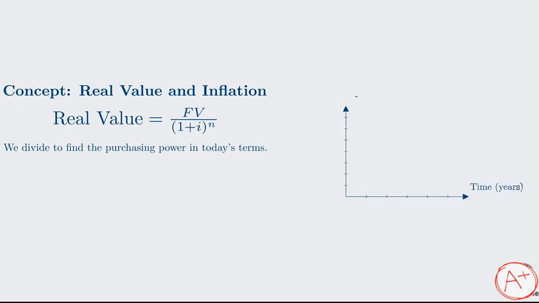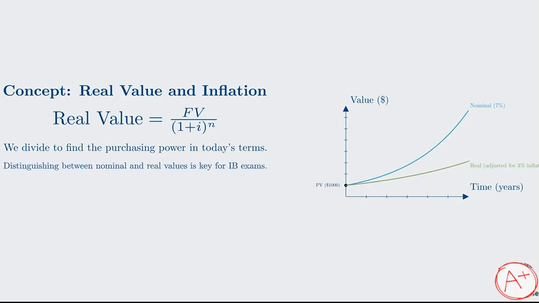Look at this comparison. Both curves increase, but the nominal value grows much faster. The green curve represents the actual buying power. Even though your bank balance is high, inflation eats a portion of those gains, leaving you with a lower real value. Understanding this difference is a high-level skill in IB Mathematics.